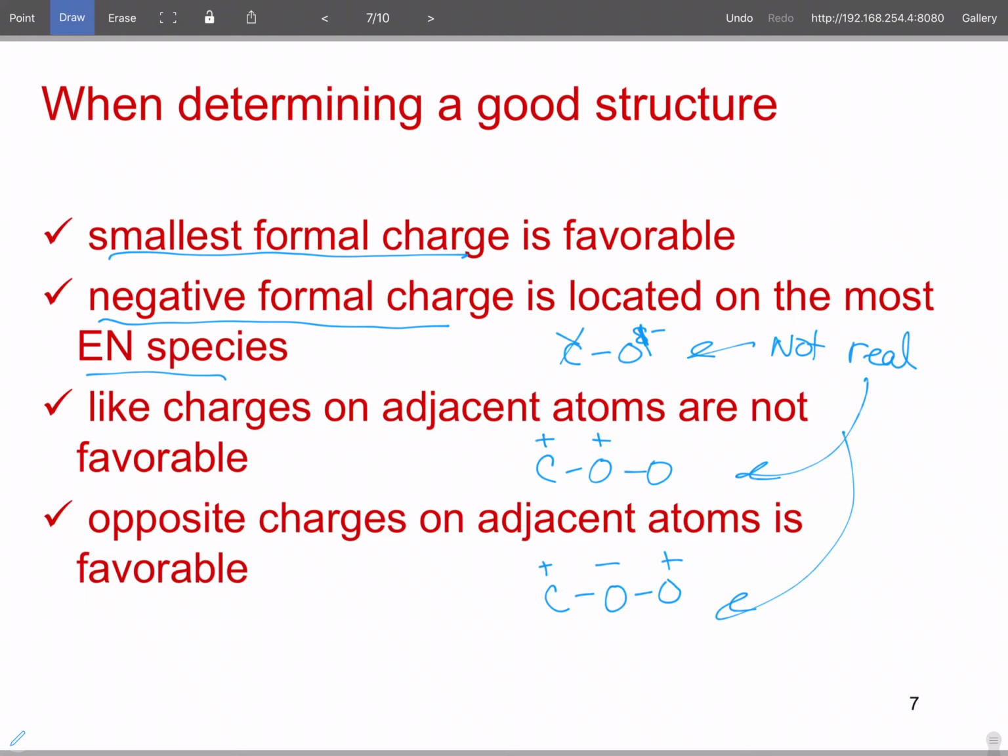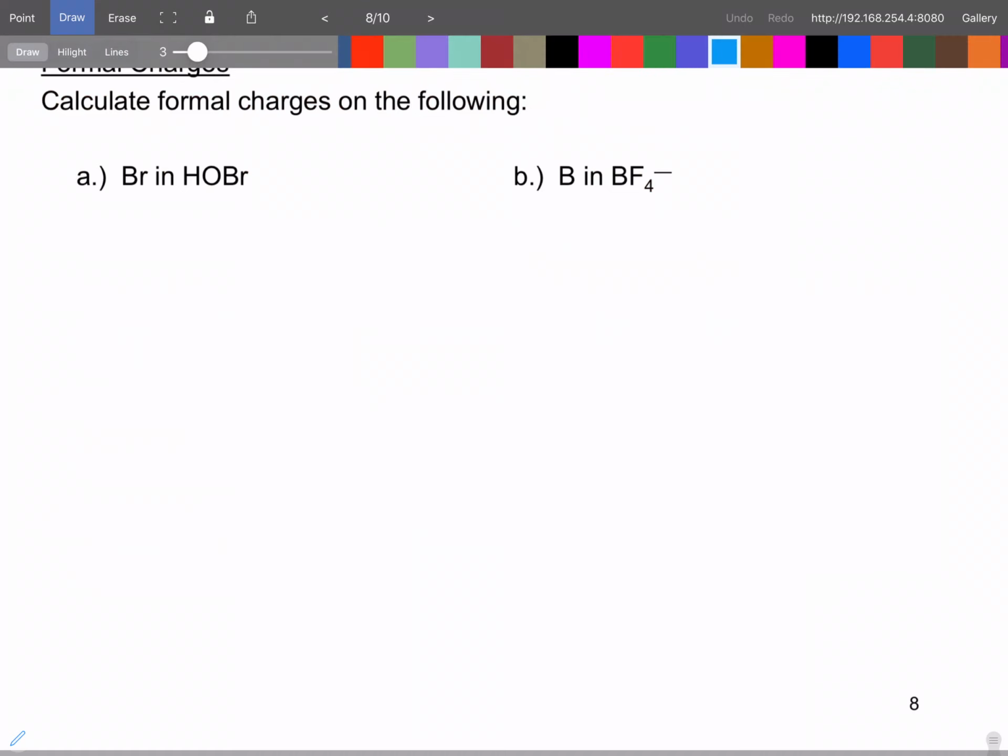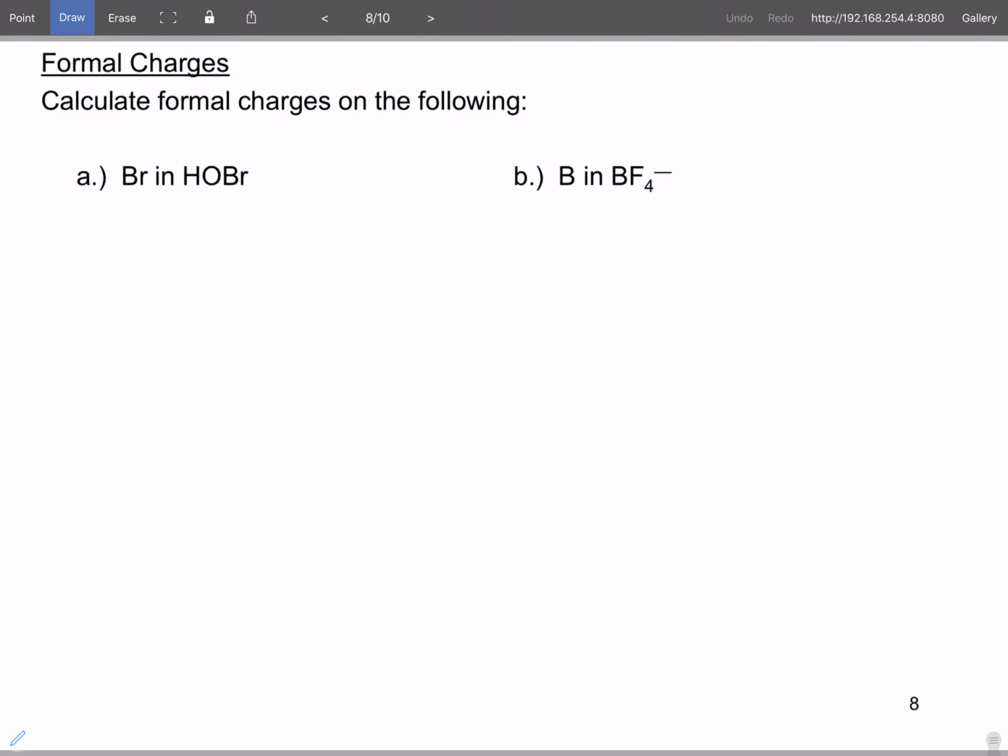Again, these structures are not real, just showing you example. Okay? So let's actually look at real structures. And we're asked to calculate the formal charges in the following. So what we're going to do is, first off, we have to draw the structure. So that's 1 plus 6 plus 7 is 14. So this is HOBr.